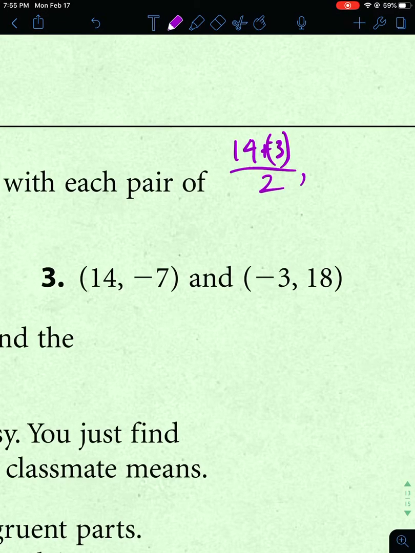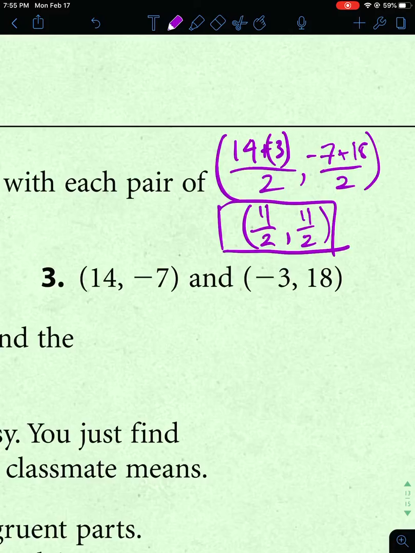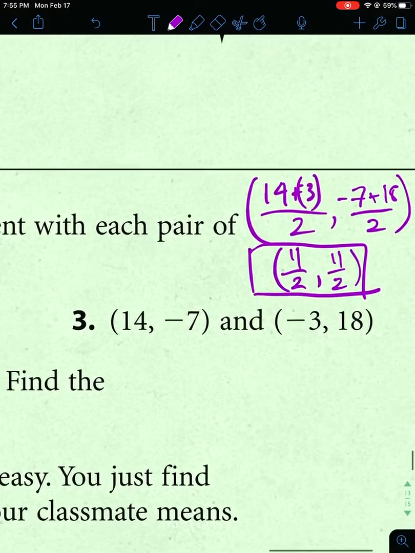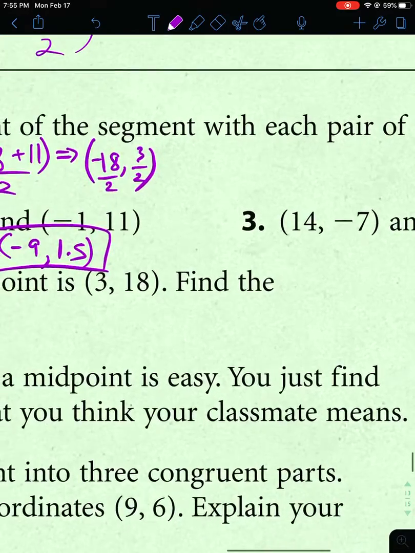For number 3, again, we add together the points, 14 plus negative 3, and then we're going to divide it by 2, negative 7 for the y-coordinate, plus a positive 18, divide that by 2, gives us the midpoint. 11 over 2 and 11 over 2. And we can just stop there. 11 halves is the midpoint of 14 comma negative 7 and negative 3 comma 18.